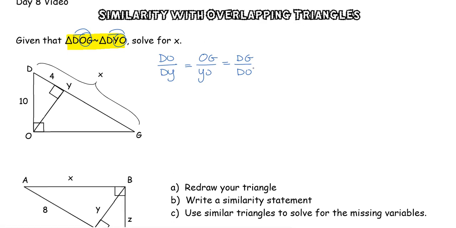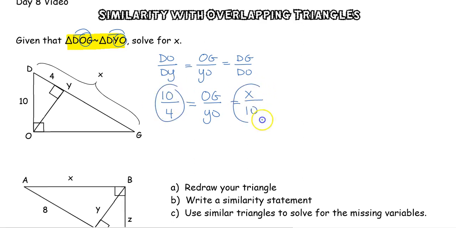So now I have to look at my diagram. DO, I'm given DO and my diagram is 10. DY is 4. OG, we don't know anything about OG, so that's still just OG. YO, don't know anything about YO, so that's not helping us. DG, in my diagram, DG from start to finish is represented by X. DO is 10. So out of those three pieces, these are the two that I'm going to use to set up my proportion. I'm not going to use the middle one because I don't know anything about OG or YO.